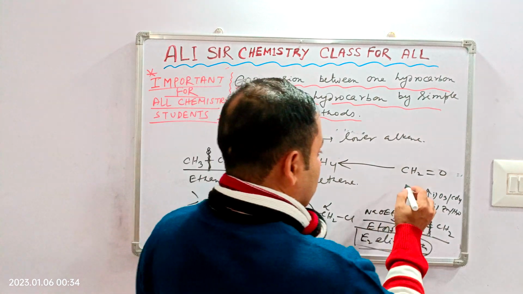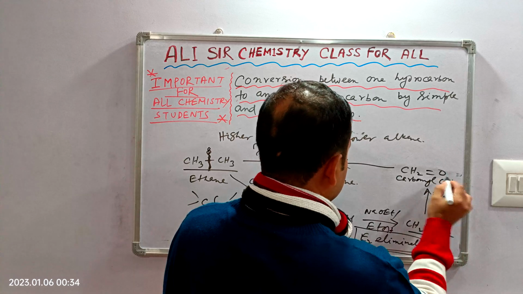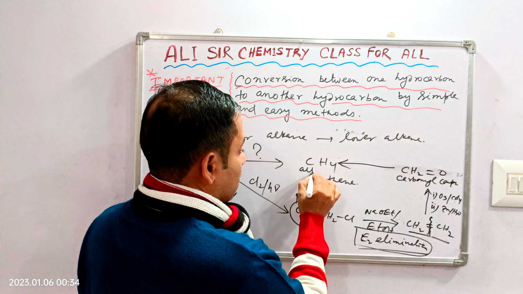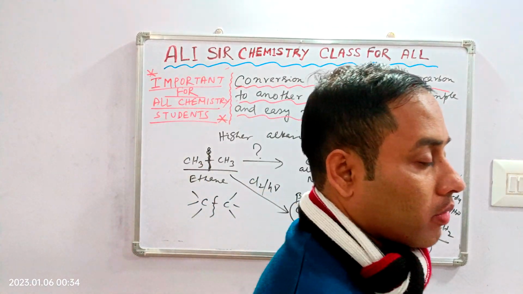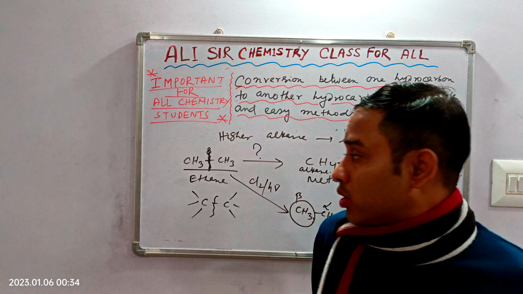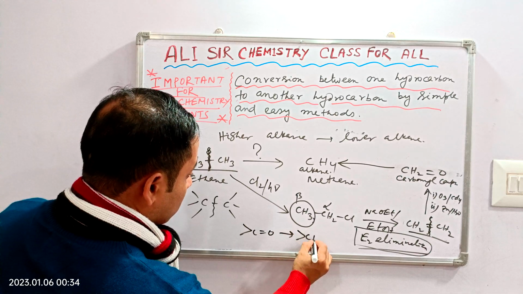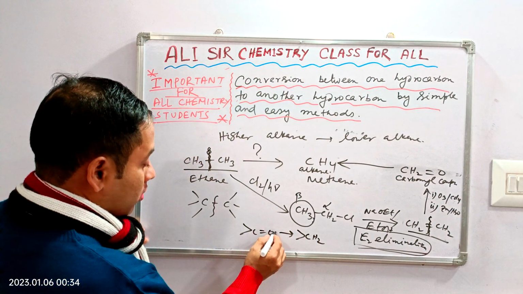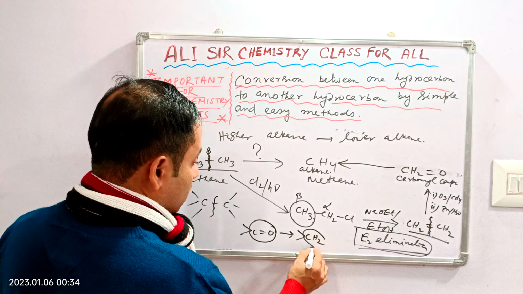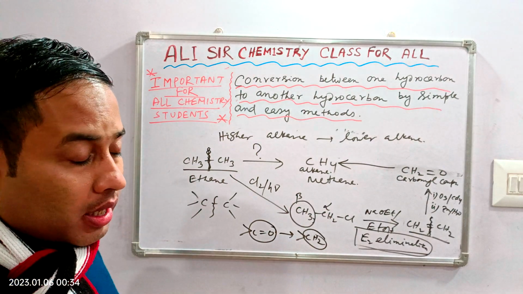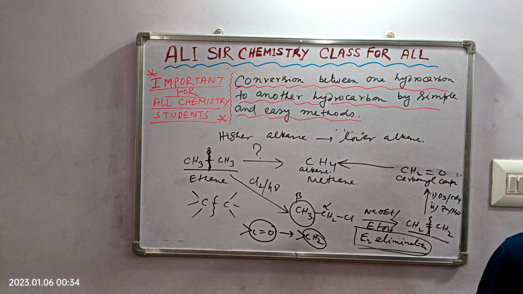What is this compound? This is known as a carbonyl compound, and this compound is known as alkane or hydrocarbon. There are three different methods for this conversion. That means which conversion? Carbonyl to alkane, which is simply a reduction reaction. The C double bonded O is converted into CH2, so oxygen is liberated and hydrogen is added. So this is one type of reduction reaction.